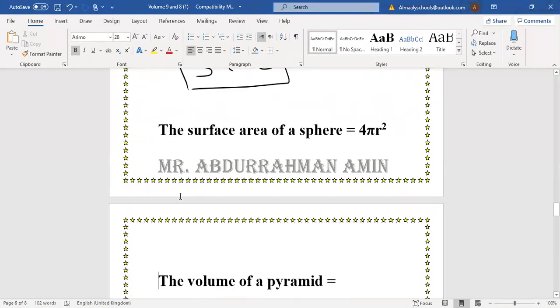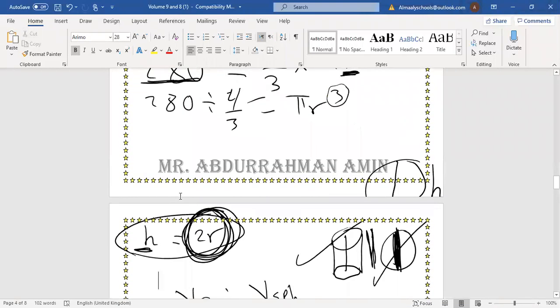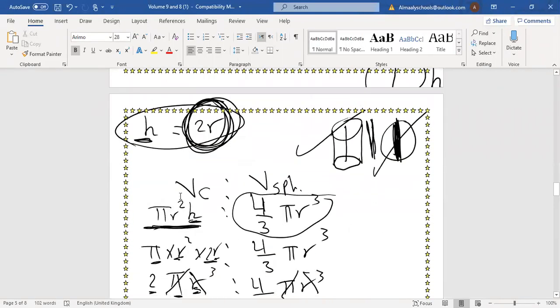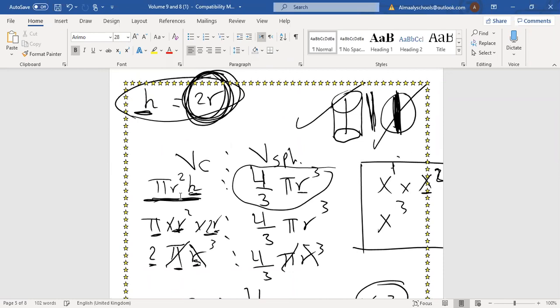Sorry, but where did we get the r cube from? This is the rule: r square multiplied by r equals r cube. Like x multiplied by x square equals x cube. Here we have x power 1, and this is x power 2. In multiplication, we add the powers, so it will be x power 3. So r power 2 multiplied by r power 1 equals r power 3. I think it's clear.